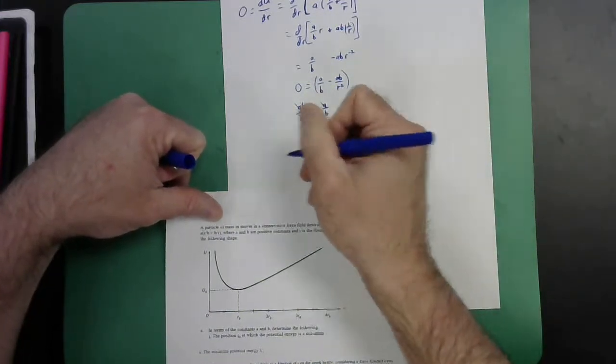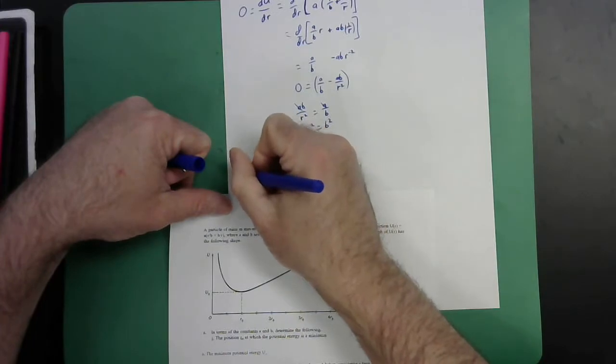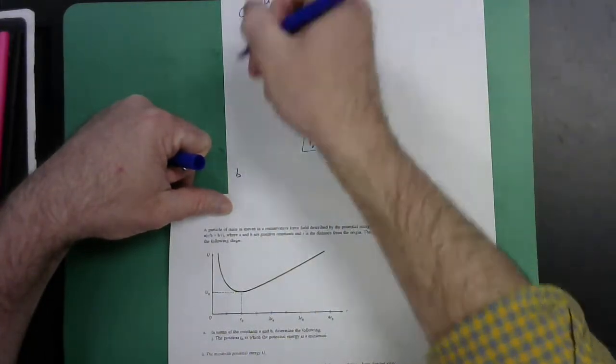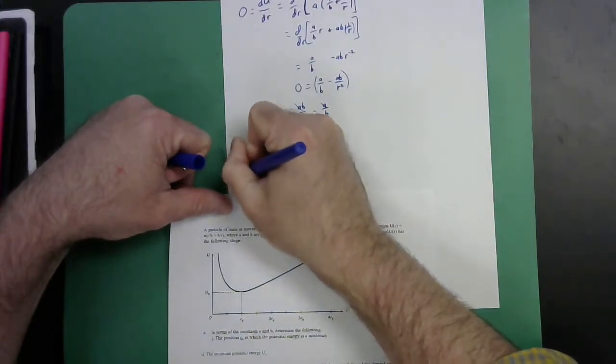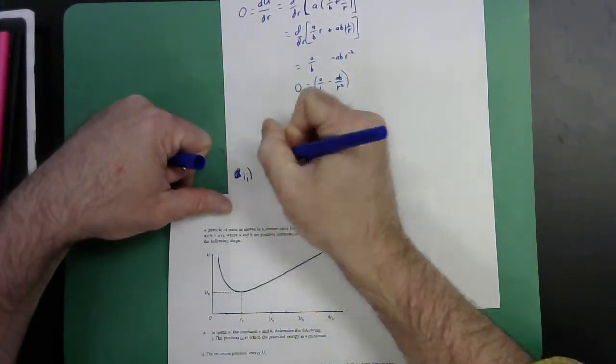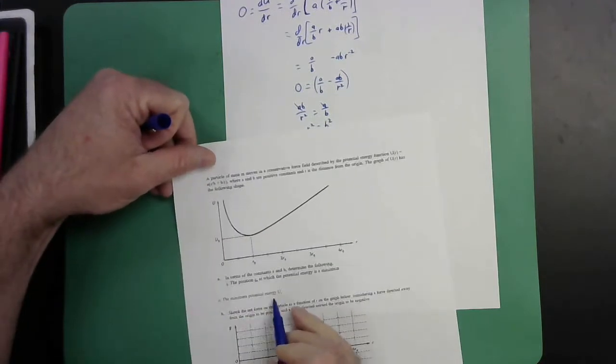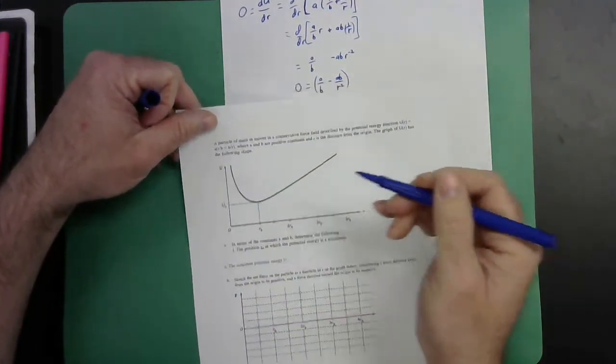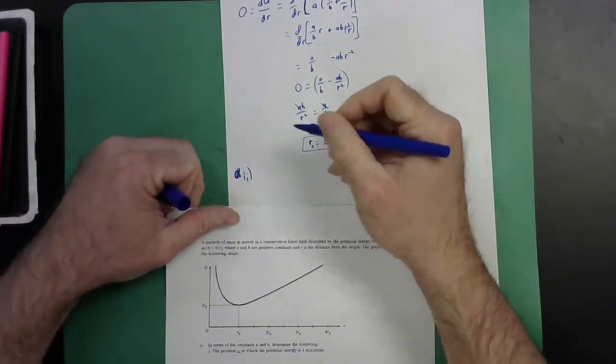Okay, let's go to part B. I'm sorry, that was AI. Now we're going to go to AII. All right. AII, find that minimum potential energy U naught. So I just want to find the U when R is equal to R naught. So I'm going to take that U function.